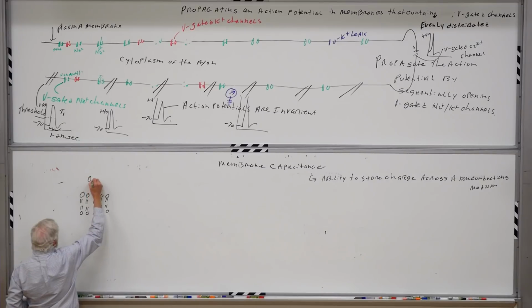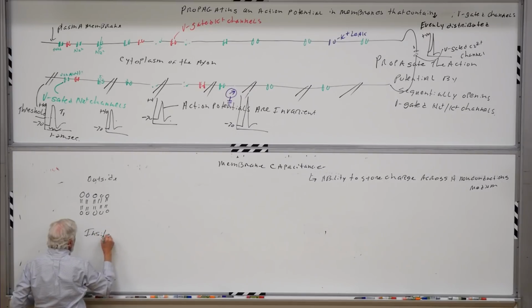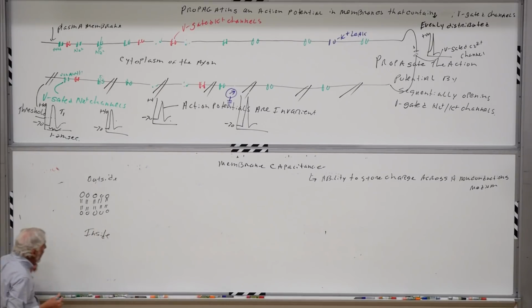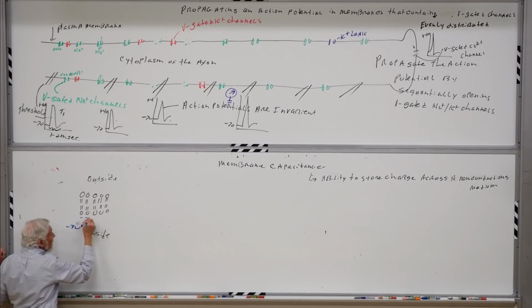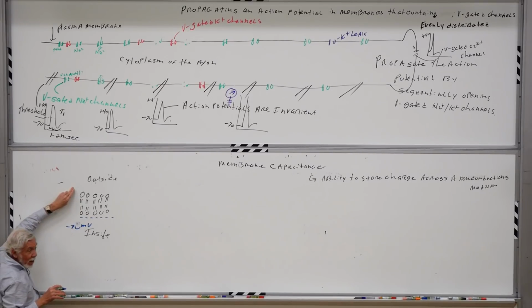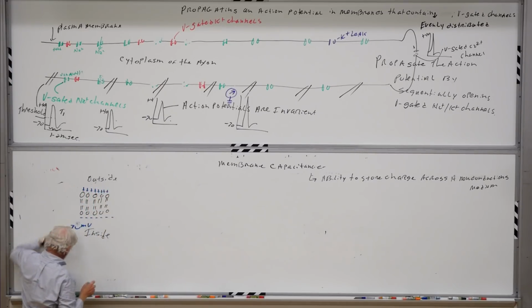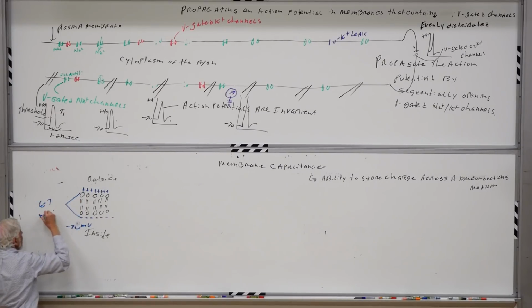So if this is outside and this is inside, then remember the inside is at minus 70 millivolts with respect to the outside. So that means there is an excess of negative charge in here. But if there's an excess of negative charge here because we're at minus 70 millivolts with respect to the outside, that means there's an excess of positive charge on the outside. This width of the membrane is only about 6 to 7 nanometers.